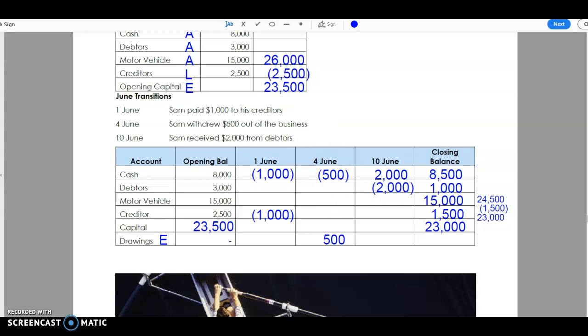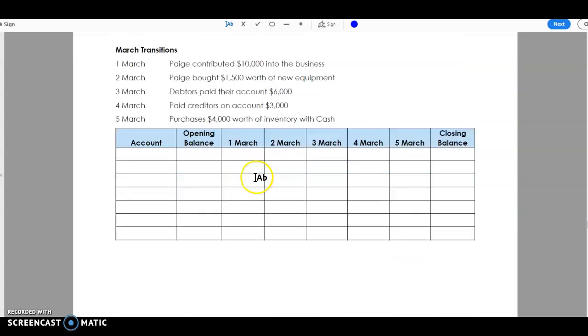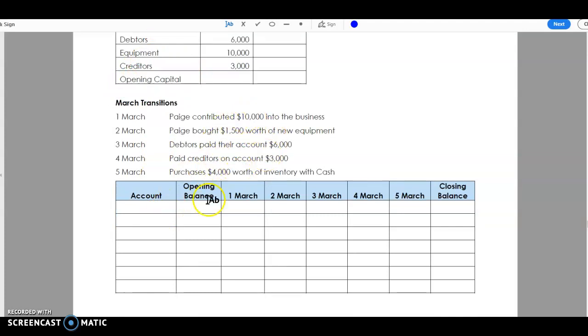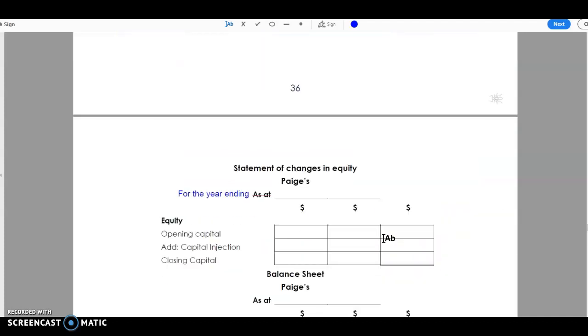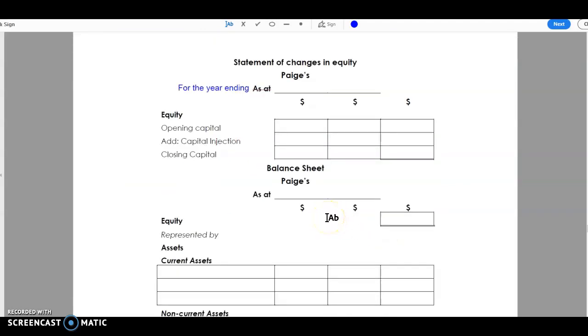From here, what you can do is exercise 17. So we have opening balances again. We can calculate our opening capital. In the table here, we carry down these accounts, these ledger accounts, and there'll be another one or two that we may need to populate here. There's room for that. So for each, we've got 5 days worth of transactions. Put a day's worth of transactions in each column, calculate the closing balances, and then carry forward those closing balances to create the balance sheet, including the statement of changes in equity.